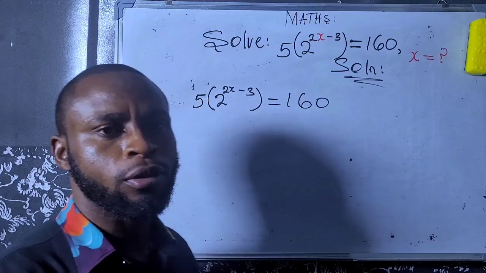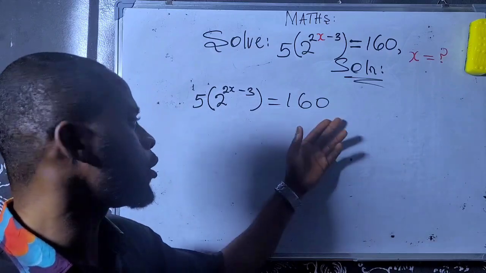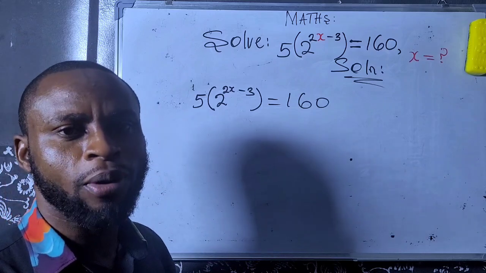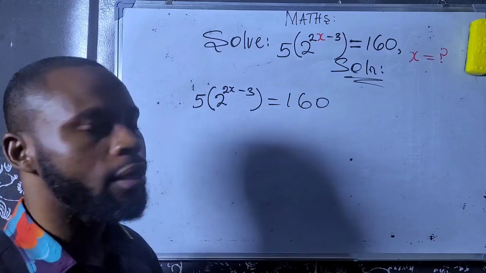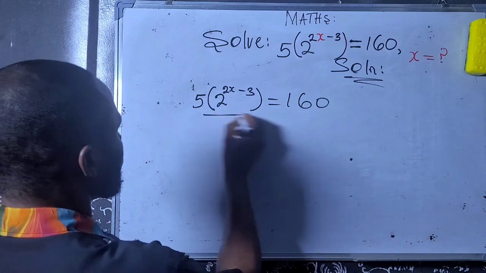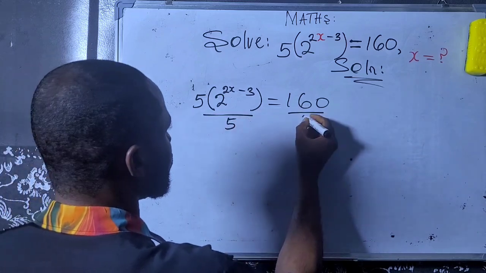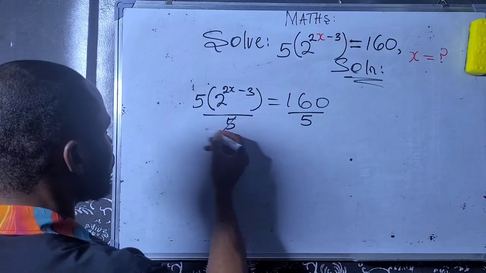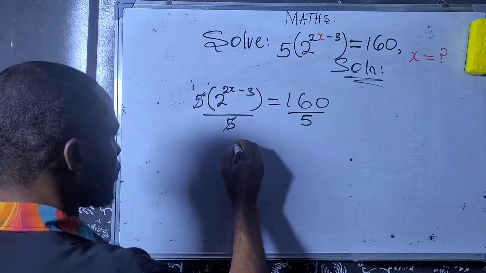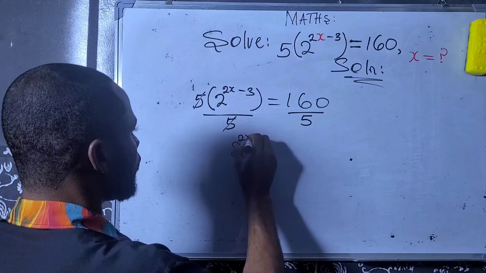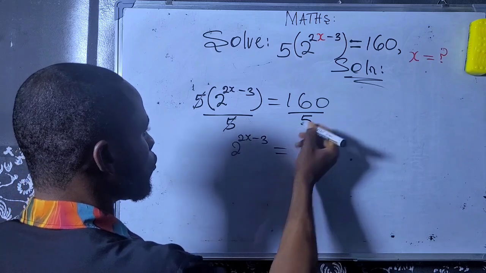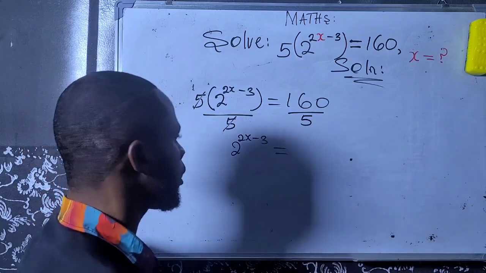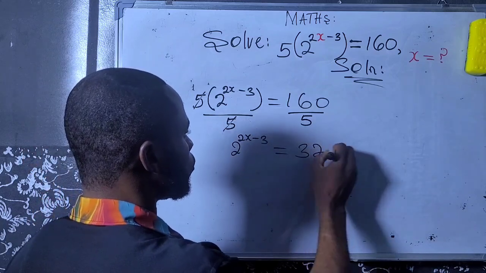Here, the first step to be considered, since 160 is divisible by 5, is to divide both sides of the equation through by 5. Now, I divide here by 5, and I divide here by 5. Then coming down here, we eliminate 5, and the equation becomes 2 to the power of 2x minus 3 equals 160 divided by 5, which will give us 32.